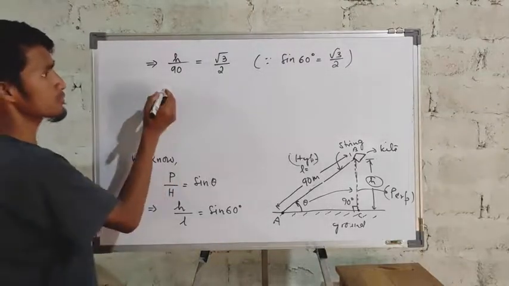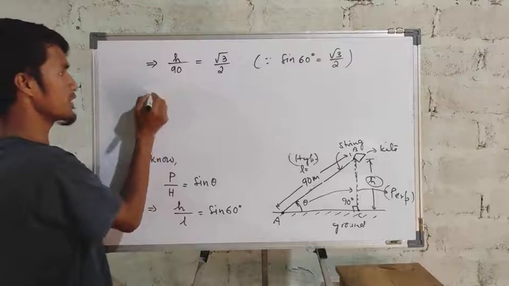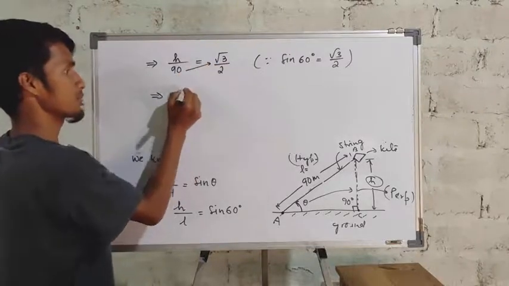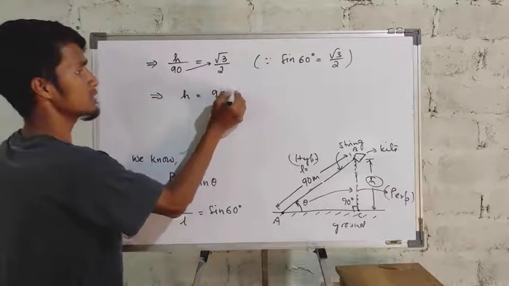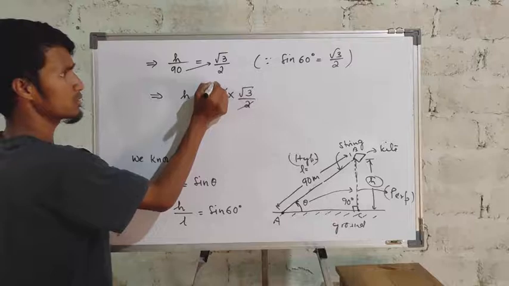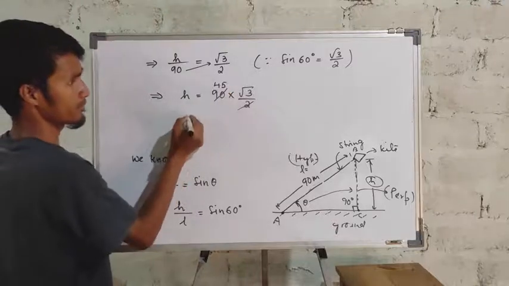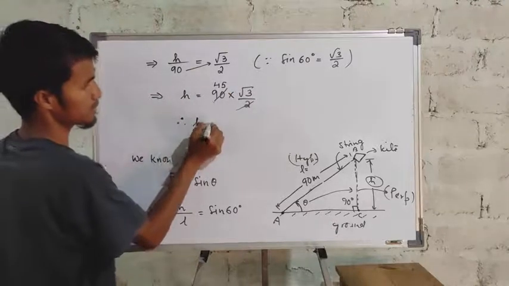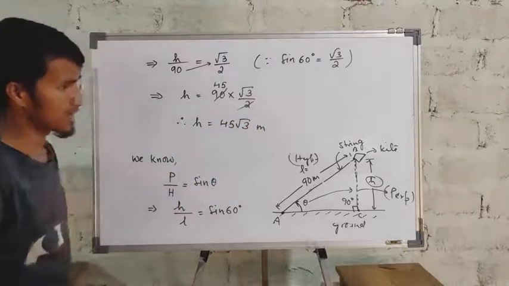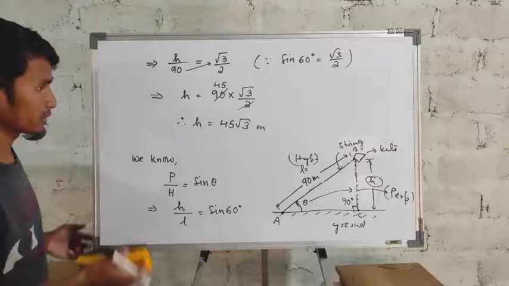Then what's the value of h now? Take this 90 to that side. Then h is equal to 90 into root 3 by 2. Then 2 into 45, and therefore h is equal to 45 root 3 meter. Now this is the height of the kite from the ground.